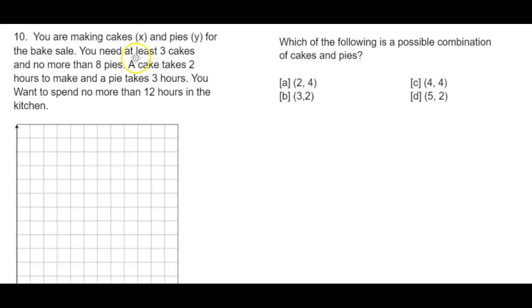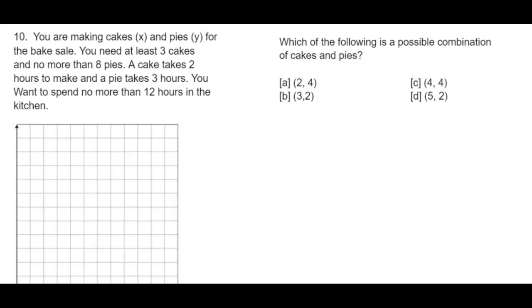We're making cakes and pies. We're going to make cakes x. We're going to make pies y. And we're making cakes and pies for the bake sale. We want at least 3 cakes and no more than 8 pies. So let's go ahead and take care of those constraints really fast.